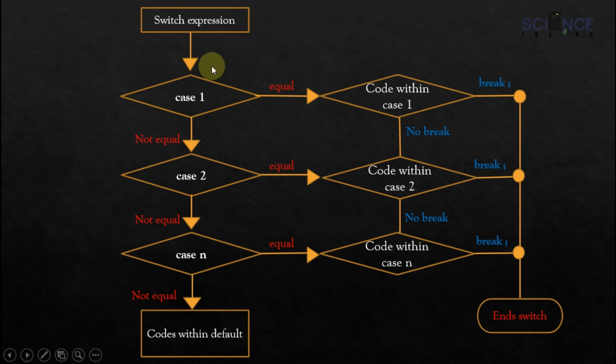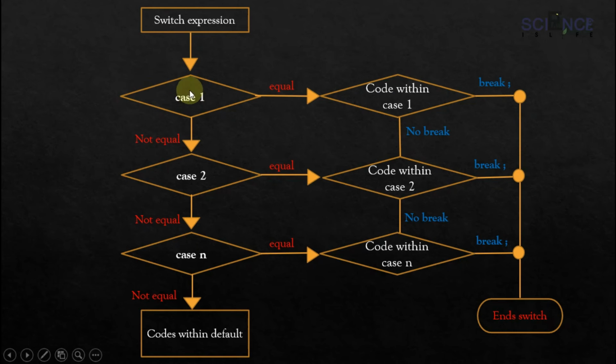If the first case is not equal to this expression, then it doesn't go inside the code, and it checks the second case. If the second case is similar to the expression, it will go inside the code. Otherwise, if it is not equal, it keeps looking for a case similar to the expression.